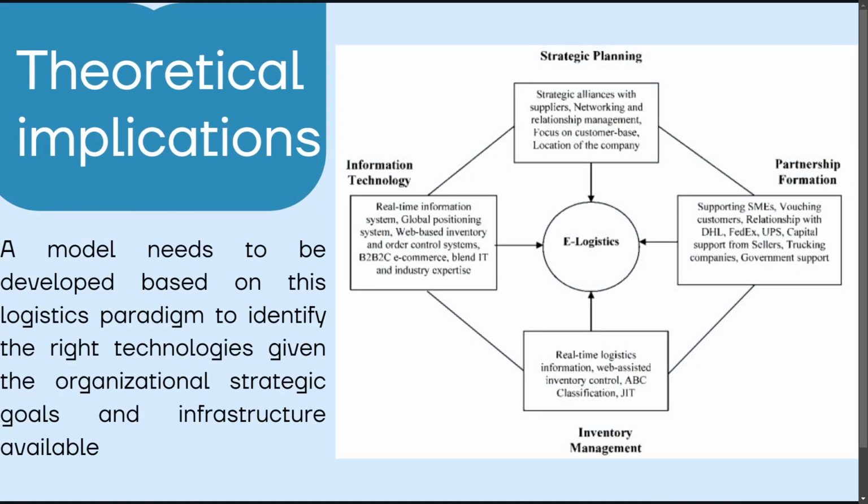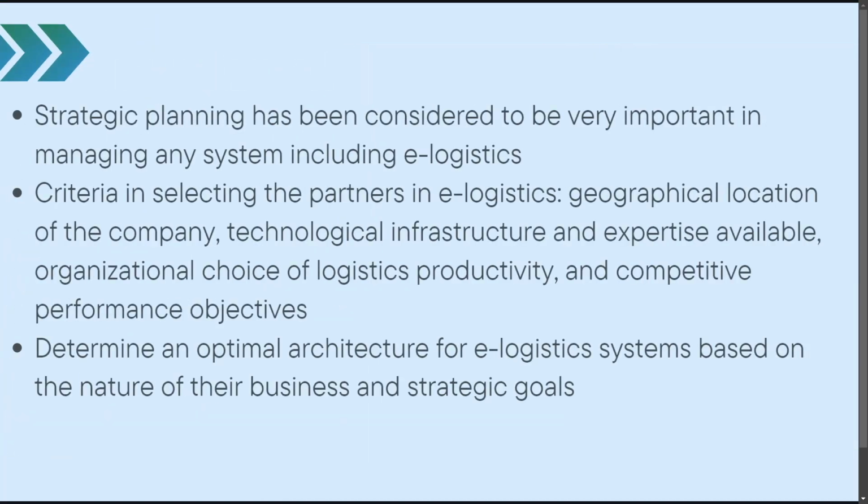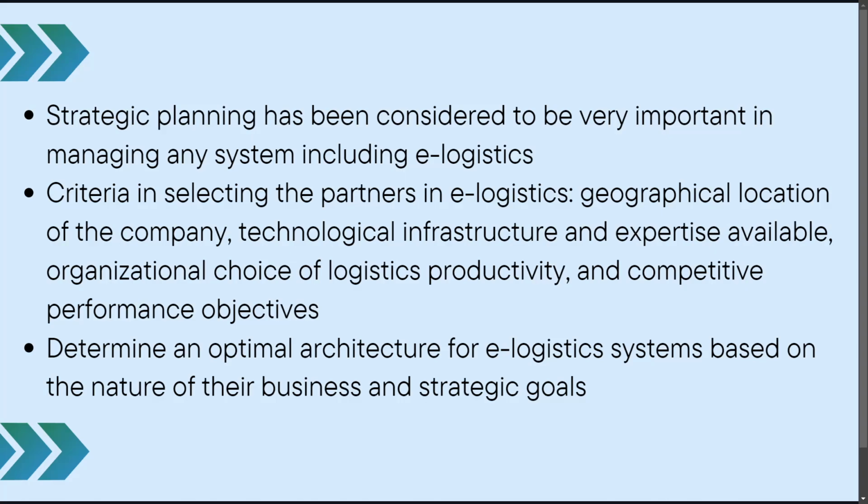The theoretical implication. A model needs to be developed based on this logistic paradigm to identify the right technologies given the organizational strategic goals and infrastructure available. Strategic planning has been considered very important in managing any system, including e-logistics. Criteria in selecting the partners in e-logistics: geographical location of the company, technological infrastructure and expertise available, organizational choice of logistic productivity, and competitive performance objectives. Determine an optimal architecture for a logistics system based on the nature of their business and strategic goals.